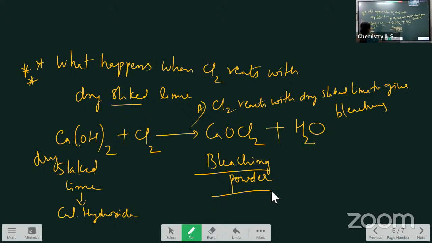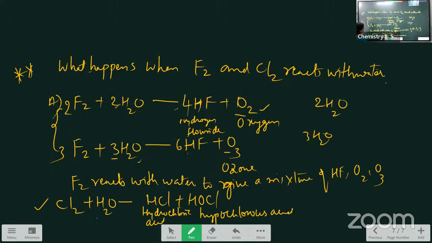The next question: what is dry slaked lime? Calcium hydroxide is dry slaked lime. The chemical name of slaked lime is calcium hydroxide. It is important to write dry, students, because water molecules should not be present. So this is the bleaching powder, CaOCl2. Memorize CaOCl2 5 times. You will get it. Okay, nothing is impossible. Next.